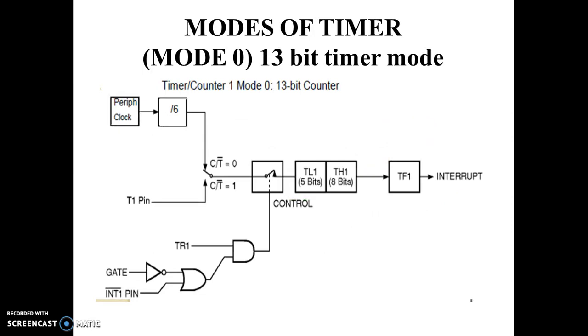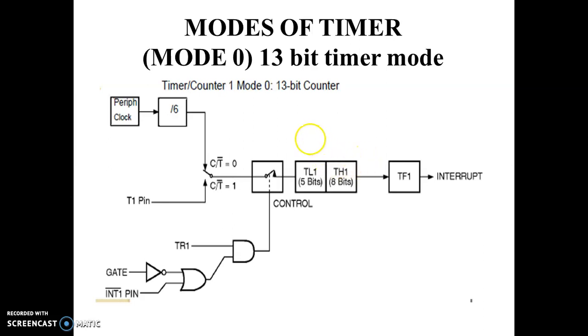Moving on to the modes of timer. First we'll see about mode 0. Mode 0 is the 13-bit timer mode. Here TL1 has 5 bits, and TH1 has 8 bits. So a 13-bit register is used.